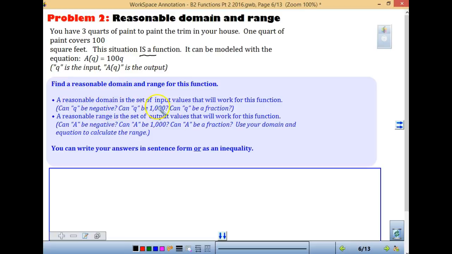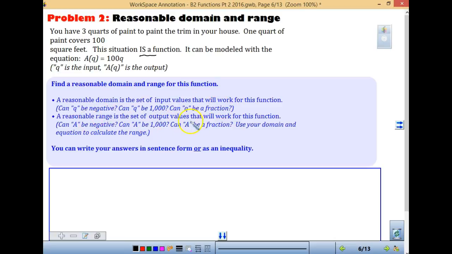A reasonable domain is the set of all inputs that will work. Well, we can't have 0 quarts, but we can have greater than 0, right? It can't be negative. If we're thinking about values for quarts, can it be 1,000? Well, no, they tell us we only have 3. So what can it be? Can we use a fraction of our quart? Yes, fractions and decimals.